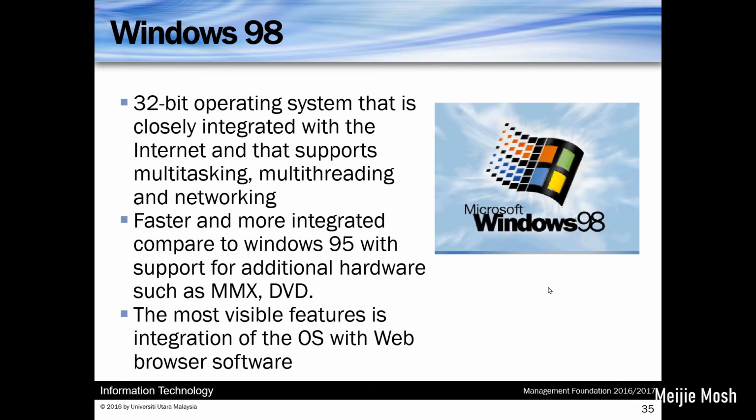Windows 98 is also a 32-bit operating system that is closely integrated with the internet and supports multitasking, multi-threading, and networking. It is faster and more integrated compared to Windows 95, with support for additional hardware such as MMX. MMX is unofficially known as multimedia extension. Windows 98 also features DVD support. The most visible feature is the integration of the operating system with the web browser software.